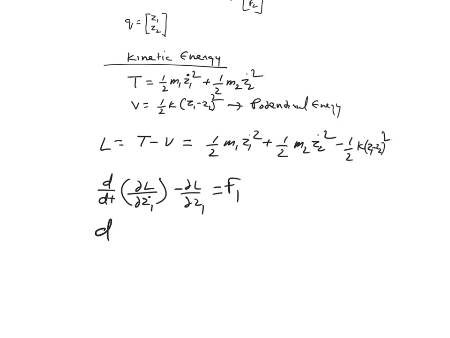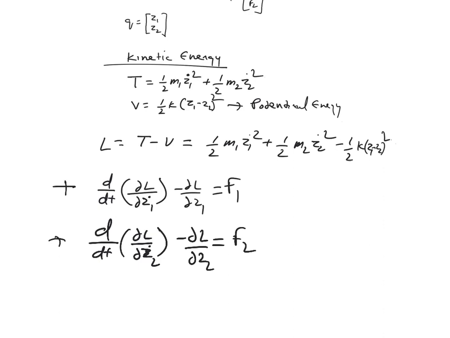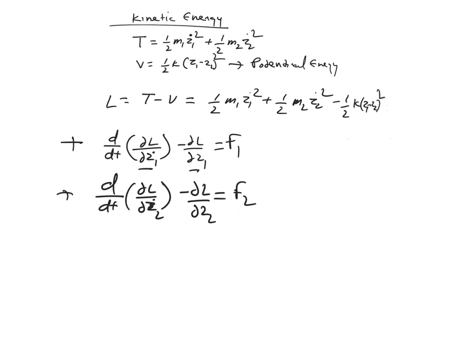Similarly, we can write the second equation. The number of equations depends on the generalized coordinates; we have two, so there will be two equations of motion. That will be d by dt of partial of L with respect to Z2 dot, minus partial of L with respect to Z2, equals F2. If we didn't have any force on the second cart, this F2 would be 0, so any combination can be employed. All we need are these partials. Everybody good with the differentiations? No problem with that.